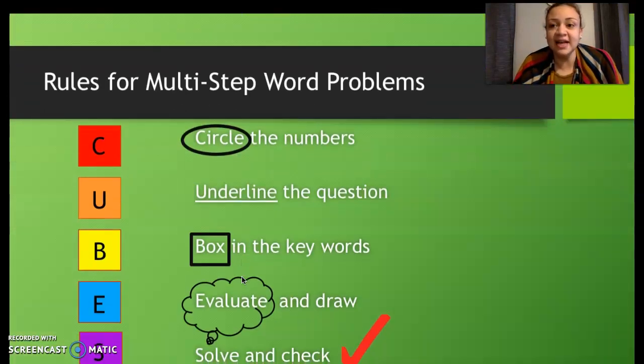So, I have this anchor chart in my classroom. These are the rules for multi-step word problems, and this will help you. So, remember the word CUBES. C, circle the numbers. U, underline the question. B, box in the keywords. E, evaluate and draw. S, solve and check.